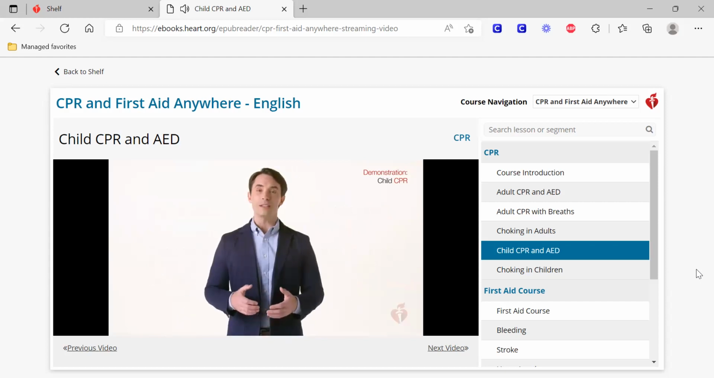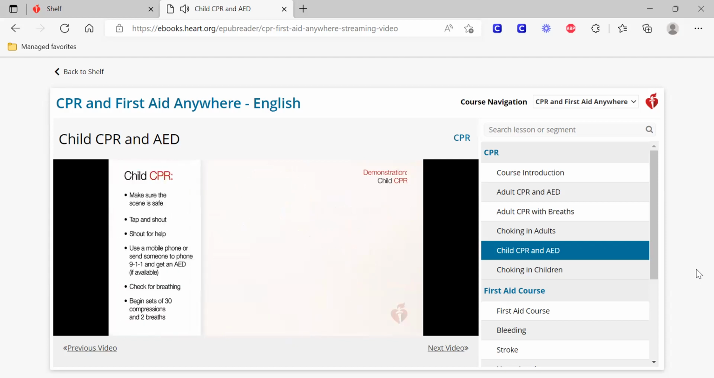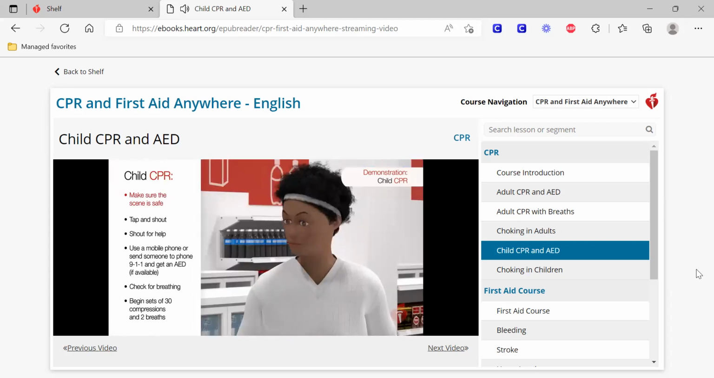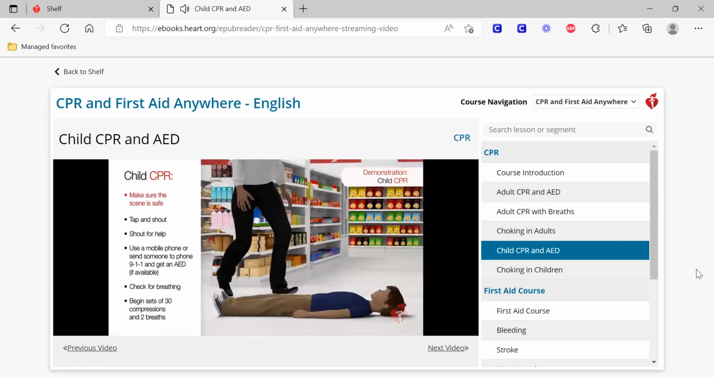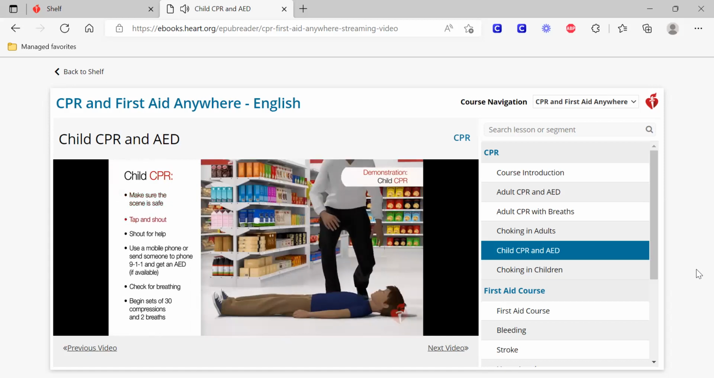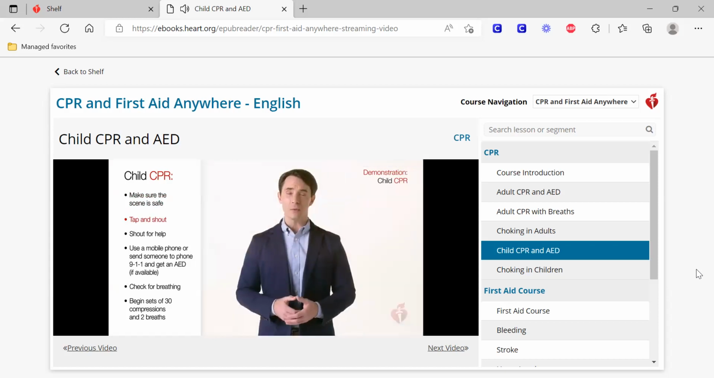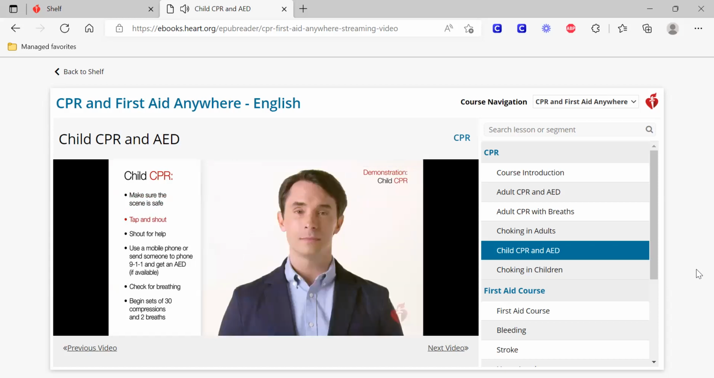Watch closely while we demonstrate the entire child CPR sequence. The first step is to make sure the scene is safe. Look around you to make sure you aren't in danger. Next, tap the child on the shoulders and shout something like, "Hey, are you okay? Are you okay?" If the child doesn't respond, you need to get help.